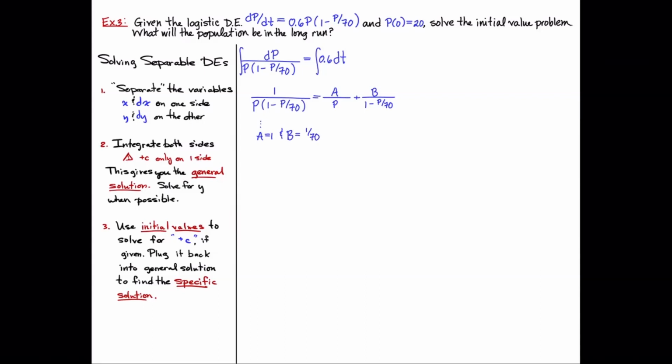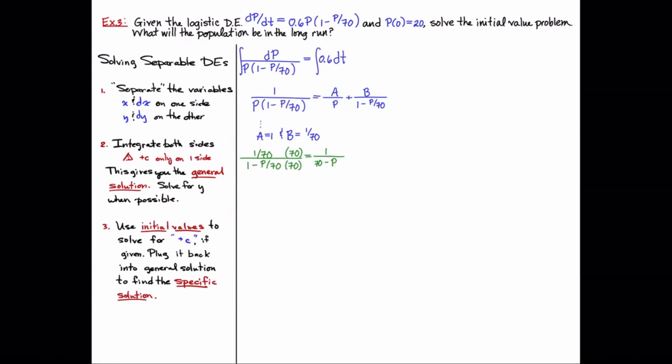Now I'm going to do a little side work here. Make this a little smaller as well. When we sub b in, the 1 over 70, and that's over 1 minus p over 70, it's kind of clunky having those 70s in the denominator like that. So let's multiply the numerator and the denominator by 70. Our fancy way of multiplying by 1. And that will clean this up a lot. In the numerator, we just have 1. In the denominator, we have 70 minus p. And that's a lot easier to deal with, especially when we're integrating.